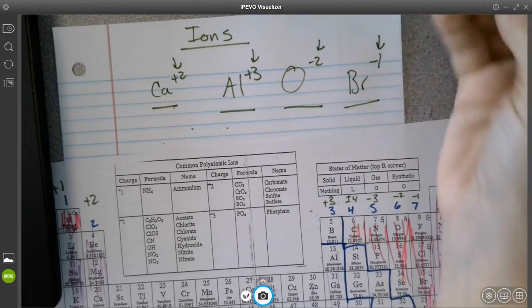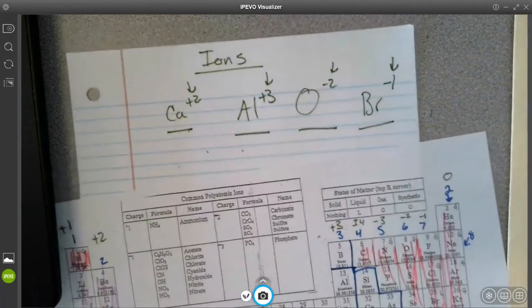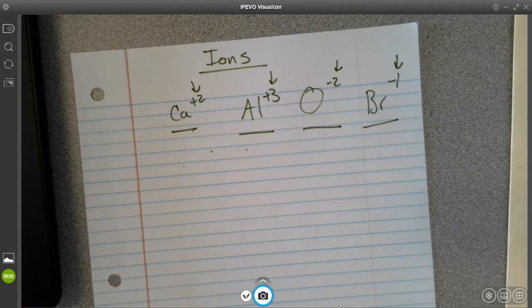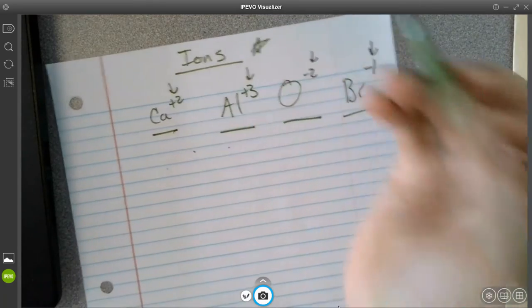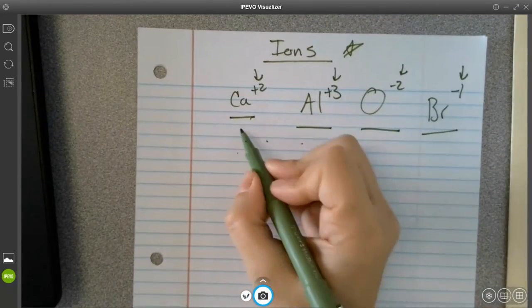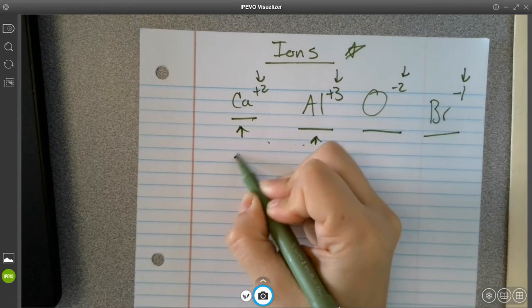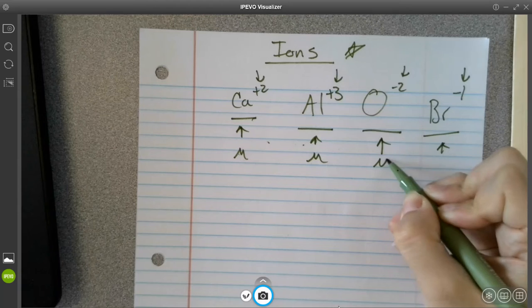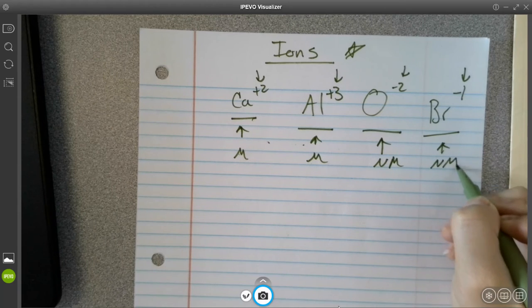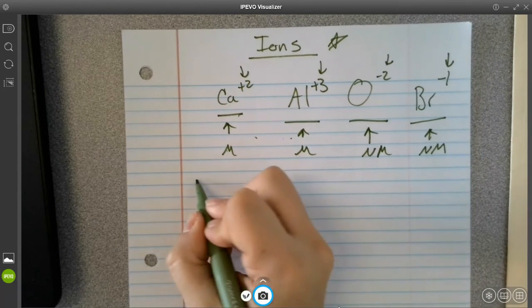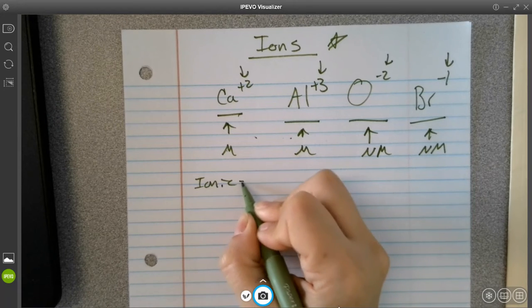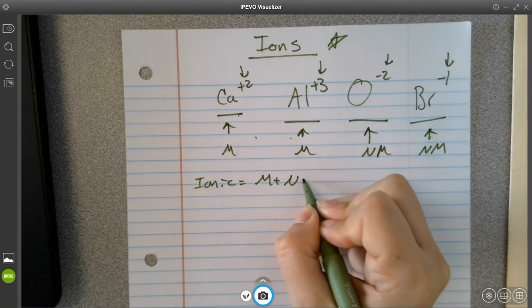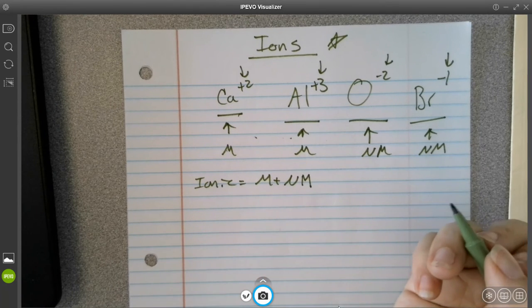And again, you're looking at the charge. We're going to make some ionic compounds. This is another reason why ionic compounds are called ionic, is because of your ions. Because calcium and aluminum here are both metals, while oxygen and bromine here are non-metals. Remember, ionic bonds are metal, non-metal.